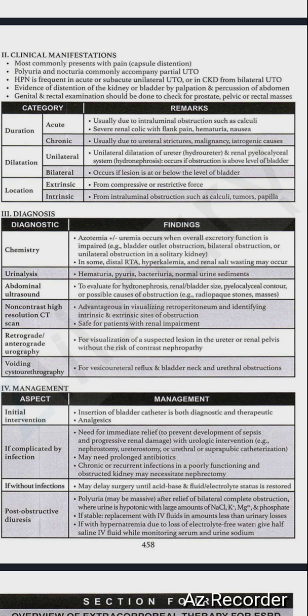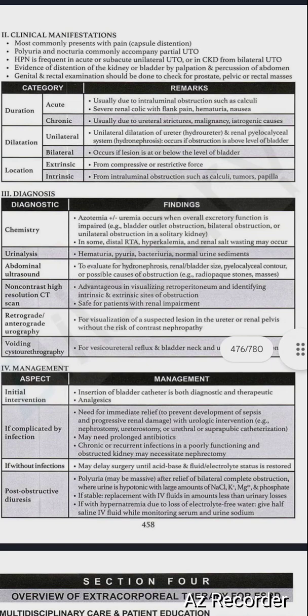Duration. Acute is usually due to intraluminal obstruction such as calculi, with severe renal colic, flank pain, hematuria and nausea. For the chronic, it is usually due to ureter strictures, malignancy or iatrogenic causes.